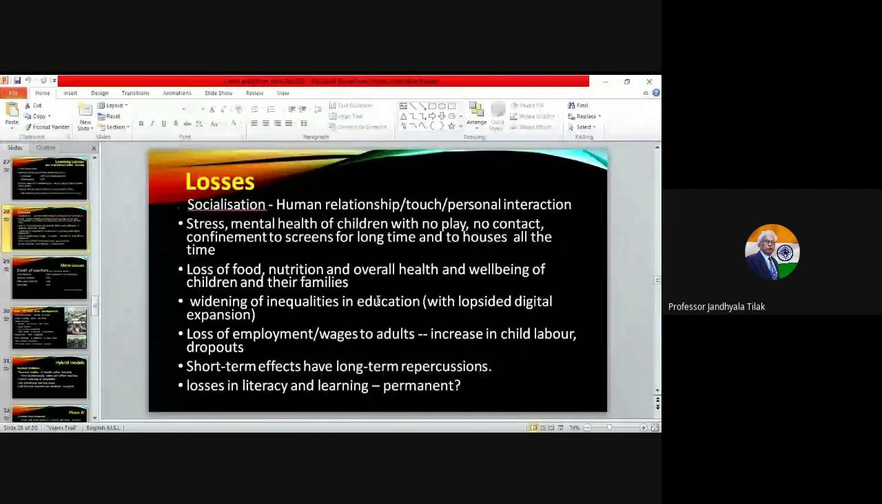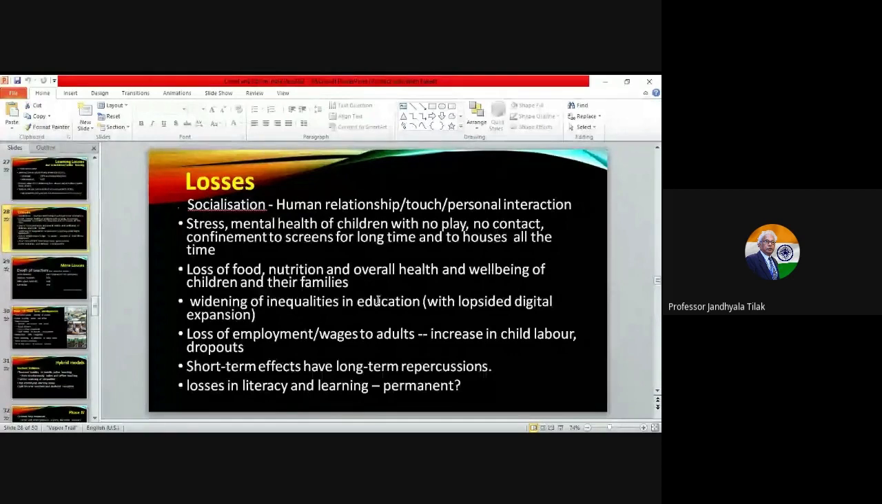The stress and mental health of the children, with no play and no contact, is an important health problem that we find. A closely related health problem is the loss of food and nutrition, particularly for lower income groups. Widening of inequalities in education has taken place both in terms of access and in learning, essentially because the online activities are not accessible to all, and the available facilities are unequally distributed and inefficiently used.